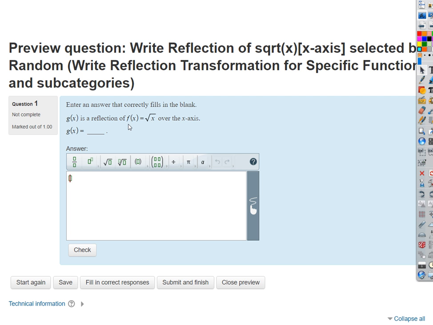But I'm not going to write it in terms of f this time. I'm actually using a square root of x, right? So I'm going to transform that function. If I want to go over the x-axis, I just put a negative out front. What if it said instead over the y-axis, what would I do? Make the x negative. Yeah, I would just do that, and that would be the answer, right?